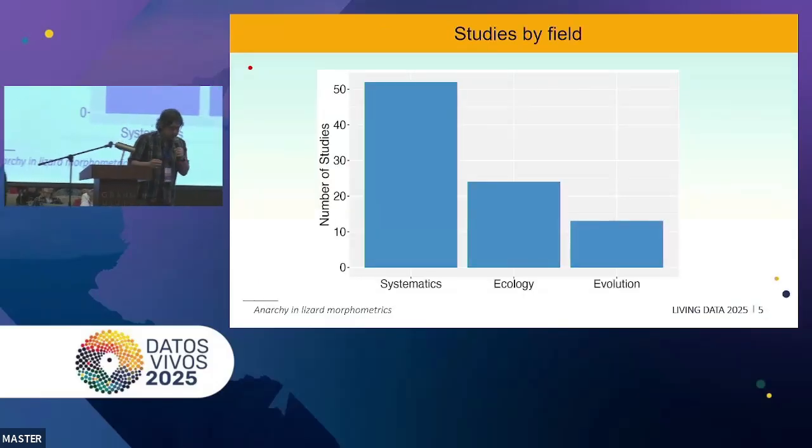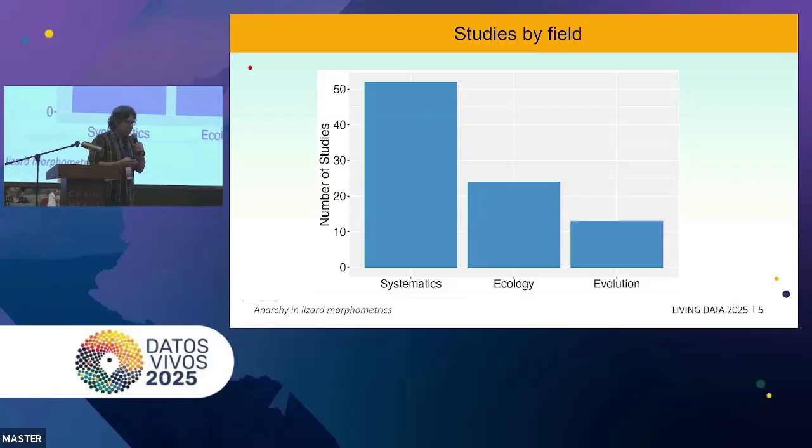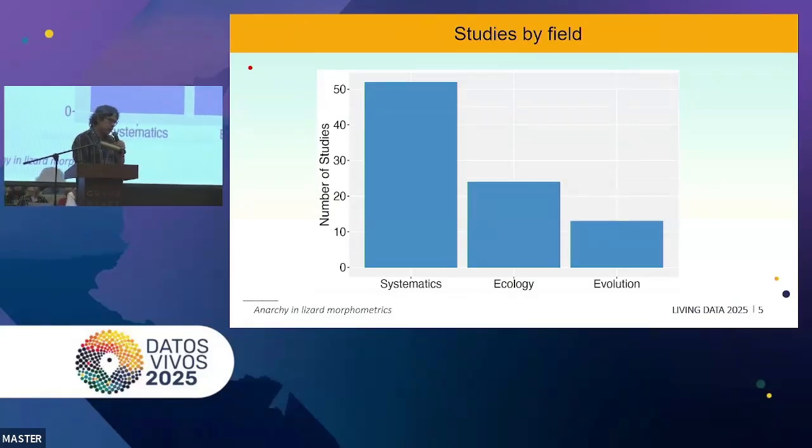And the first thing that we started with was dividing them into different topics, looking at how morphometric data is used in different fields in anole research. And not surprisingly, the field that uses it most is systematics. But as you can see, morphometric data is also being used in ecology and evolution in this group.